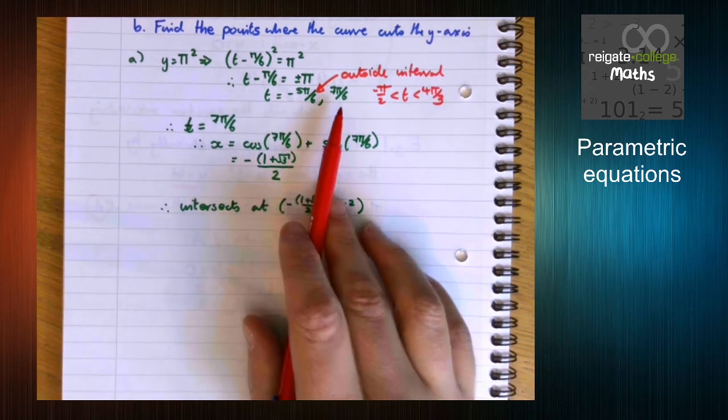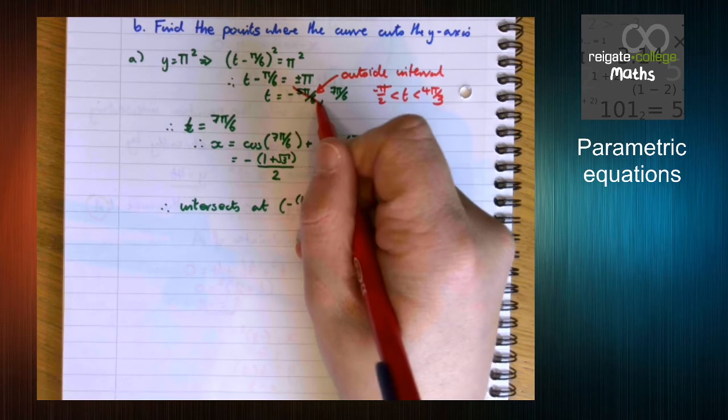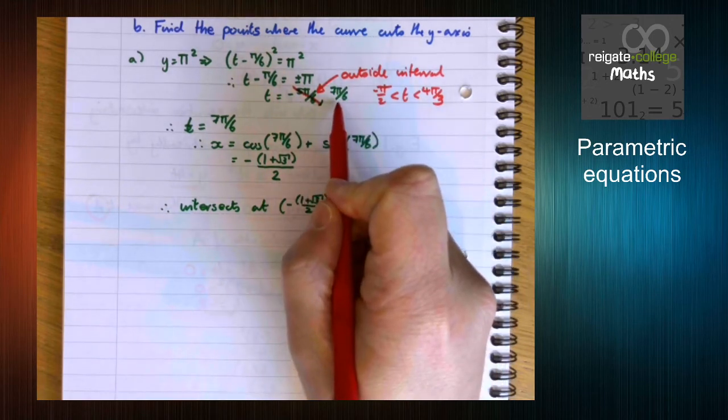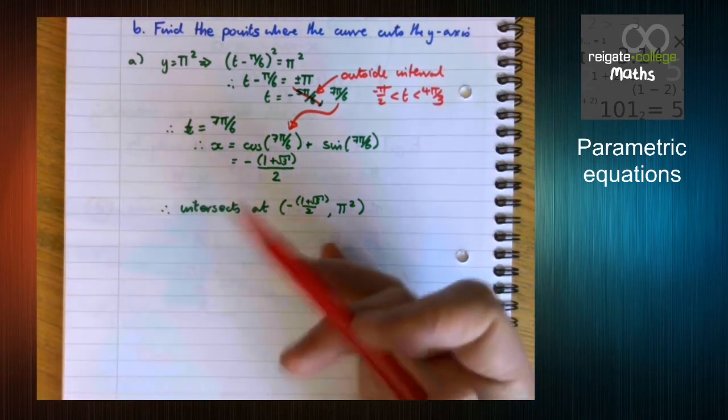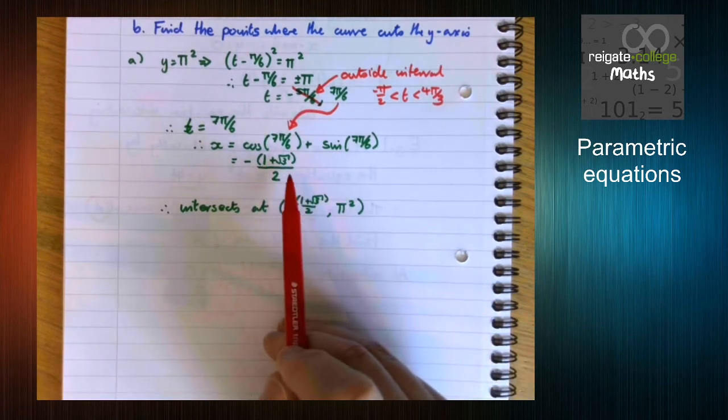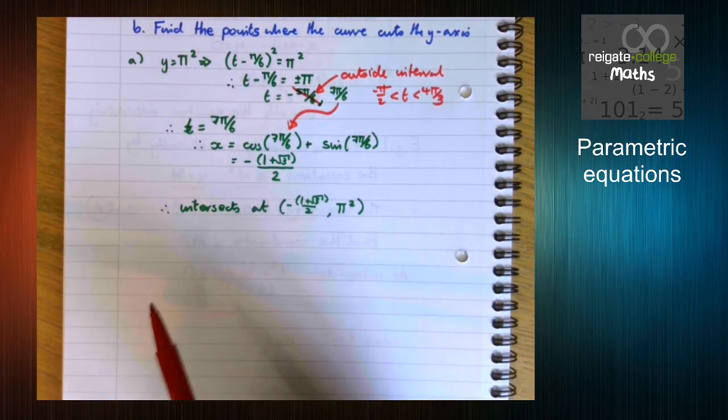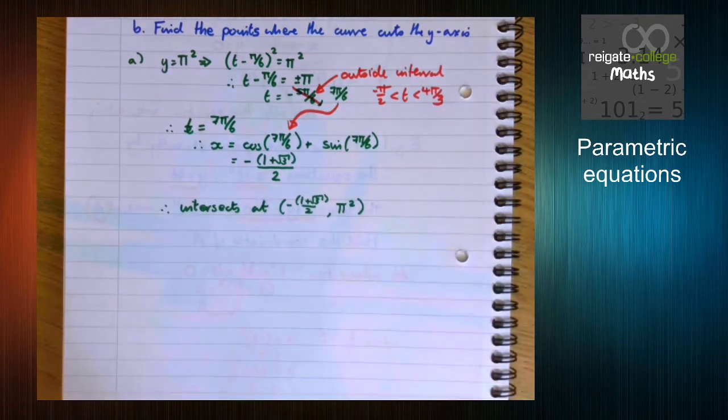Once you recognize that we ignore this one, it's just a case of substituting the value we've got left into the x equation to find the coordinates. Now for me personally, I'd leave this exact. You could write it as a decimal, but I probably wouldn't.